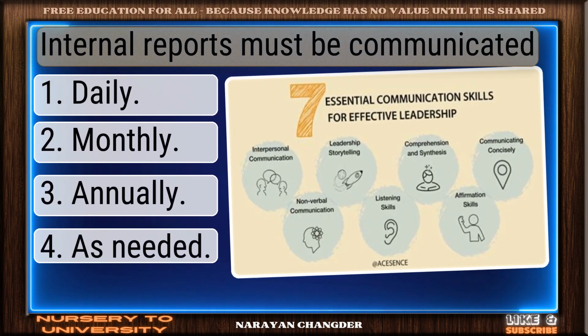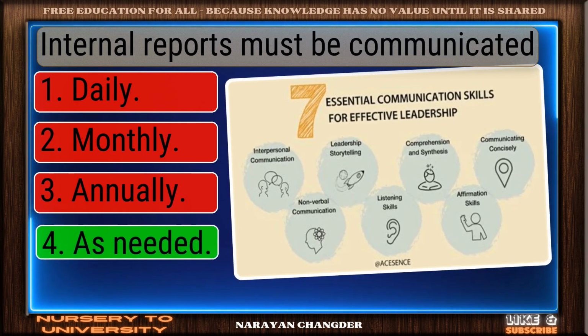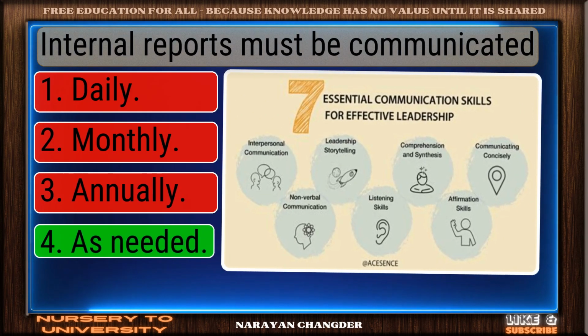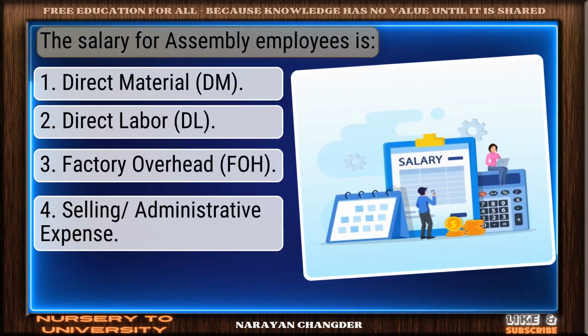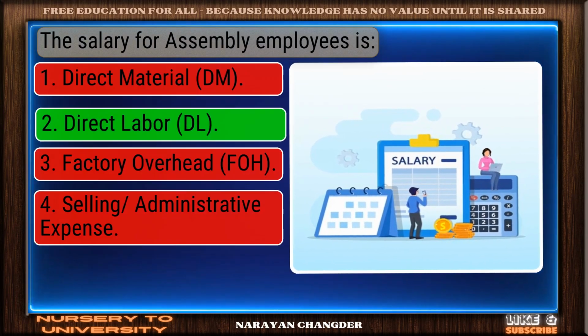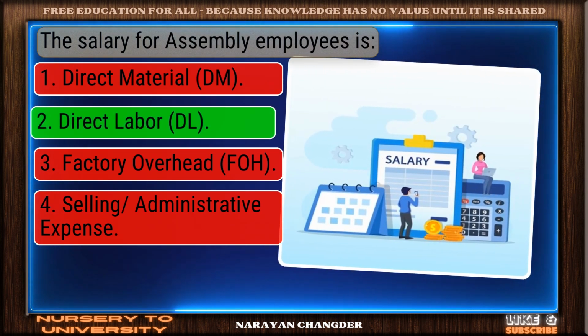Internal reports must be communicated. Nice work. You chose as needed and it is correct. The salary for assembly employees is. Sharp thinking. Direct labor is the right choice.